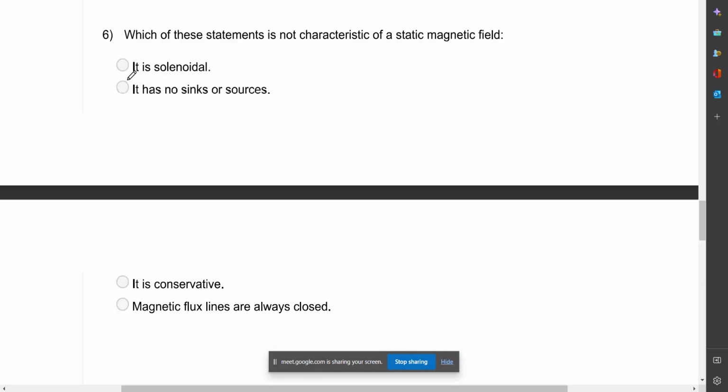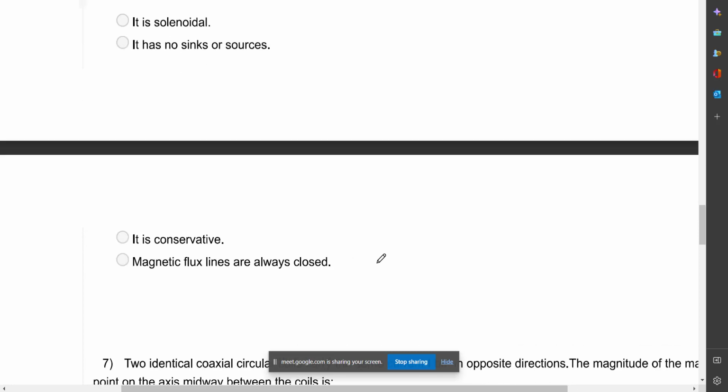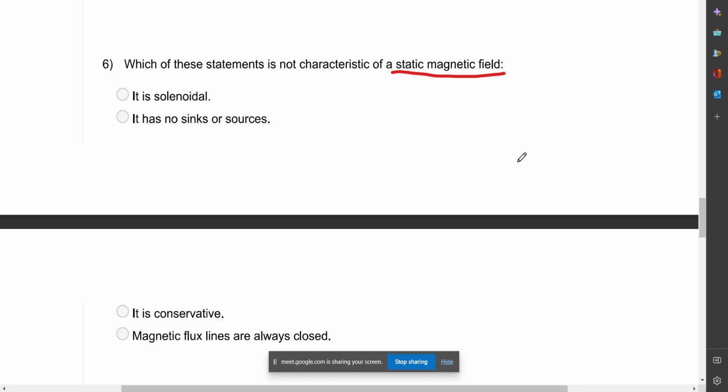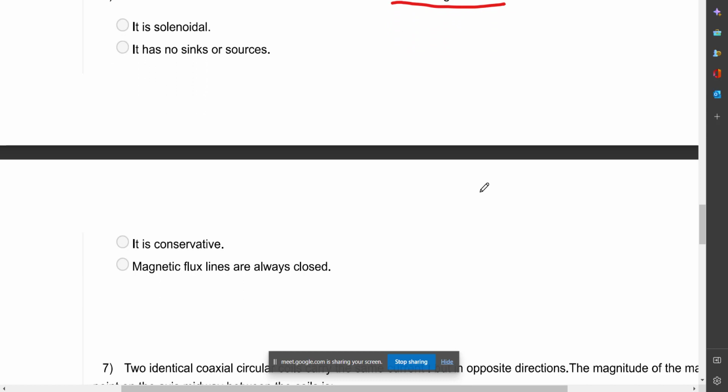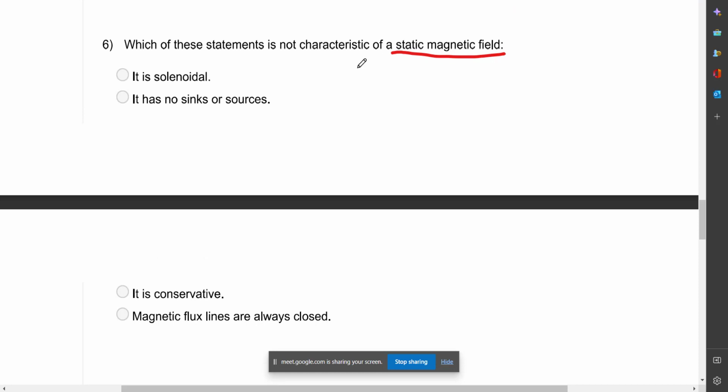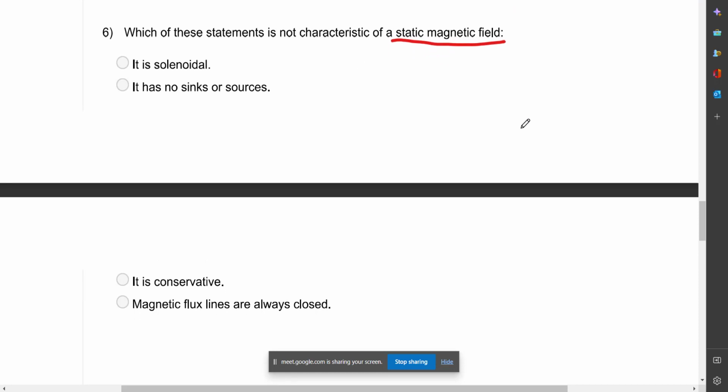Other options: that it is a solenoid. Yes, this can be a characteristic of a static magnetic field. It has no sinks or sources. Yes, correct. This is a characteristic of a static magnetic field, and magnetic flux lines are always closed. It enters from one side and exits from one side, so it is always closed for a static magnetic field. So option C will be the correct option. Option C is the only option which is not a characteristic of a static magnetic field. All right.